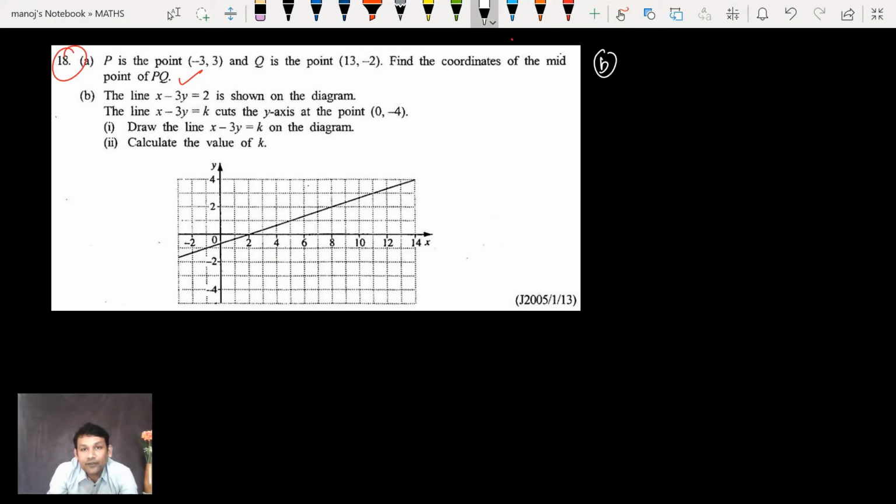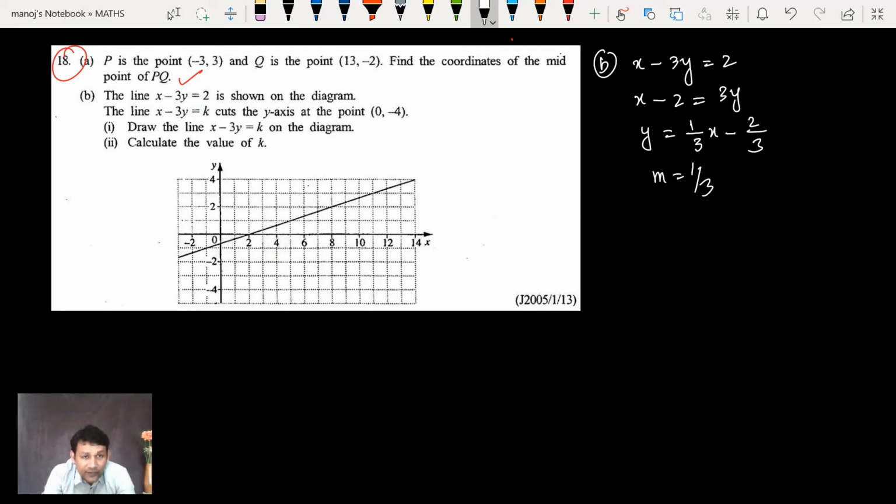Part B. What is the gradient of this equation? When we write the gradient, we make y the subject: x minus 2 is equal to 3y, and the subject should be positive. So y is equal to 1 upon 3 x minus 2 upon 3. I divided by 3, so the gradient is 1 upon 3. The y-intercept is minus 2 upon 3, which is not fixed here, as I told you, 0 point something.